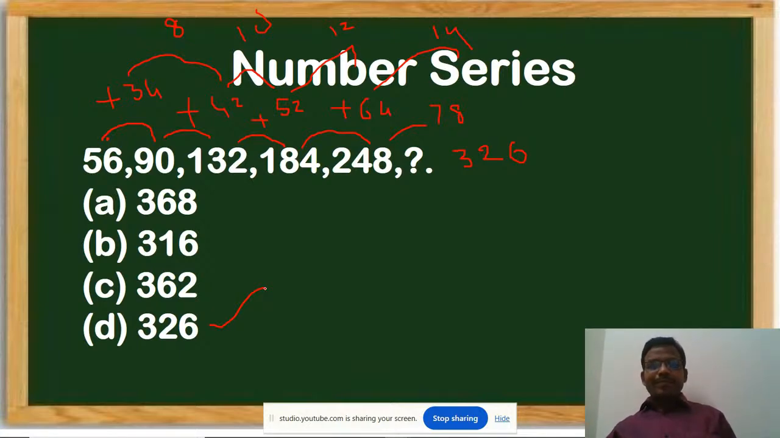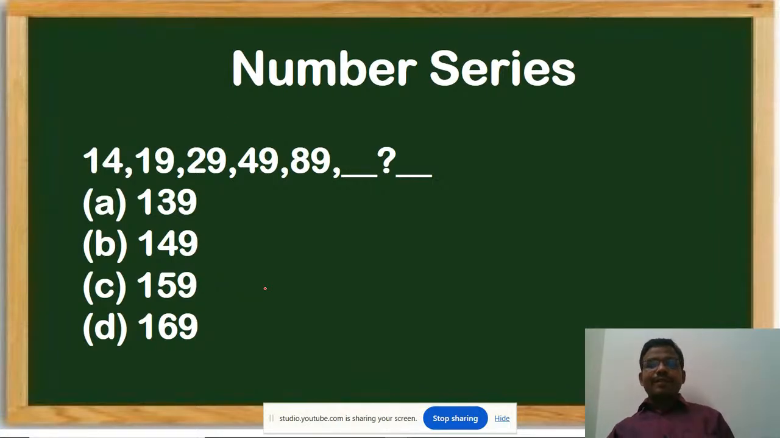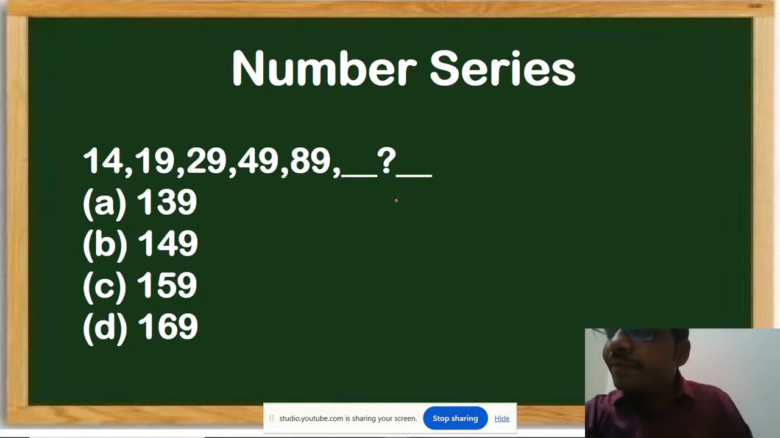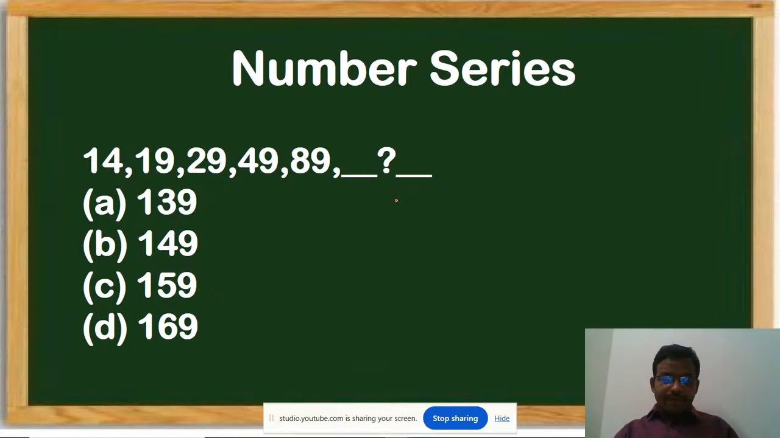Next one, 14 comma. These are the different companies' previous questions, especially from the number series. 14, 19, 29, 49, 89. Yes, previous one 326.